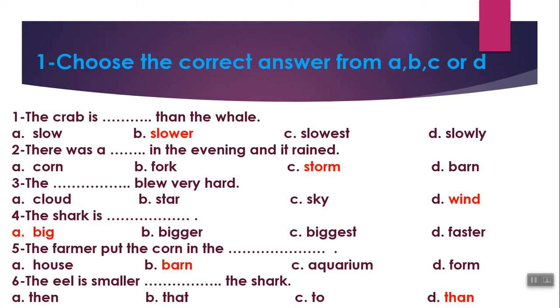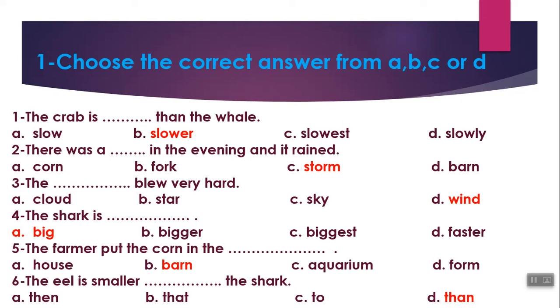Here we have some exercises. Choose the correct answer from A, B, C, or D. Number 1, the crab is blank than the whale. Here we have the word than. That means I have to put adjective plus ER. That's why we chose slower. The crab is slower than the whale.